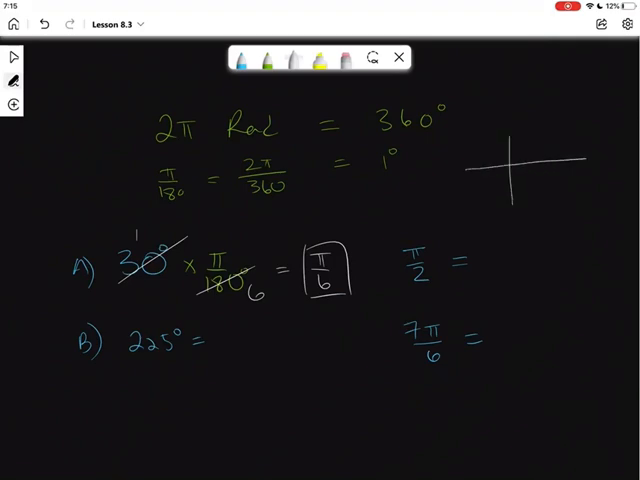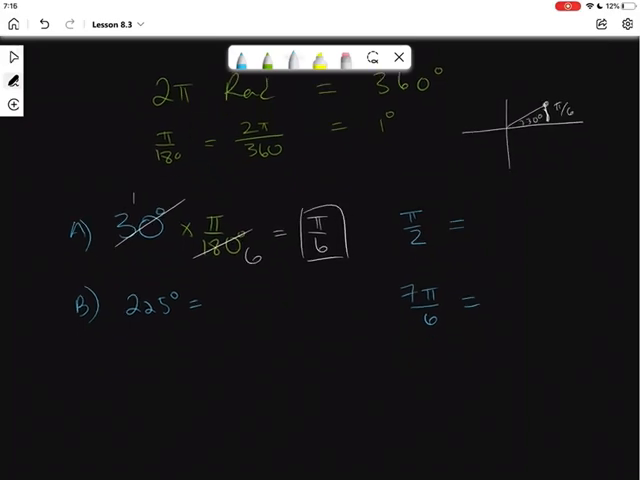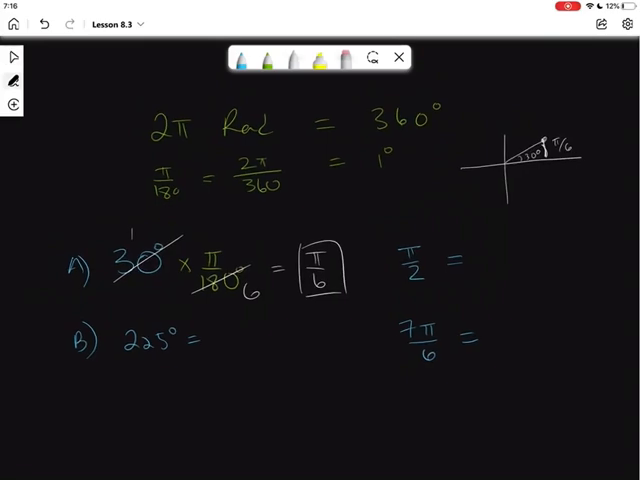So if you're on the unit circle and your angle is like this and you have 30 degrees, this angle is the same as pi over 6, or this arc length is the same as pi over 6. Okay.